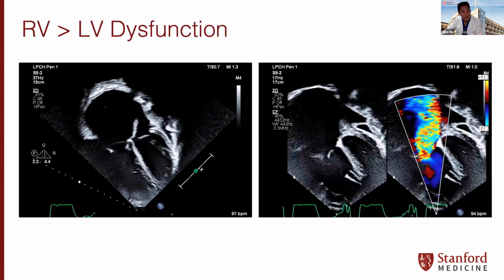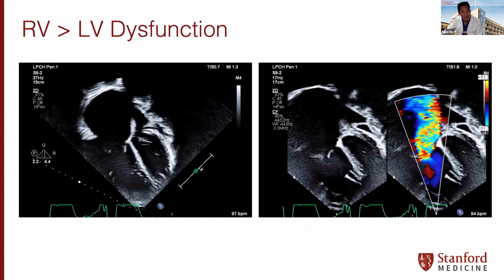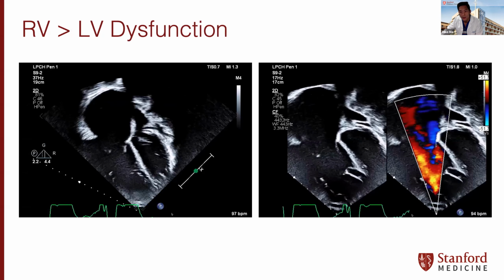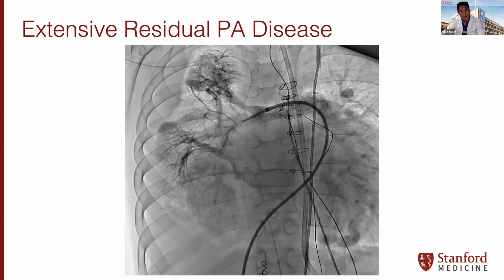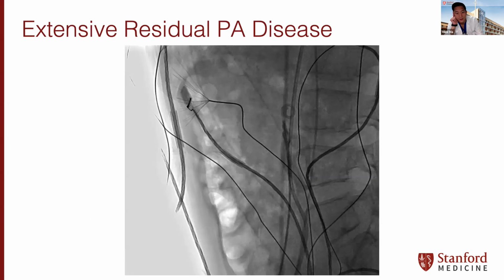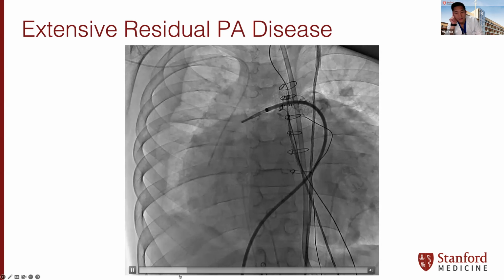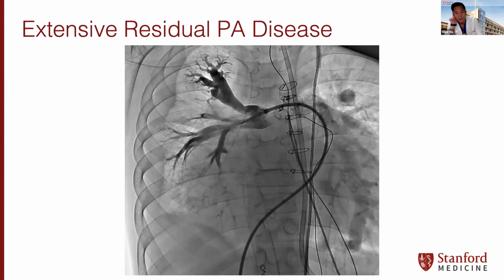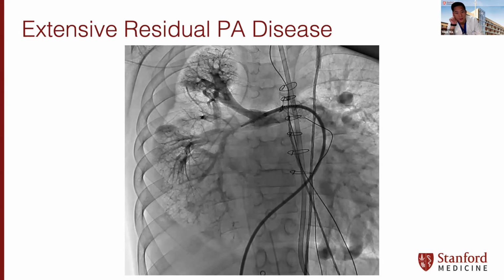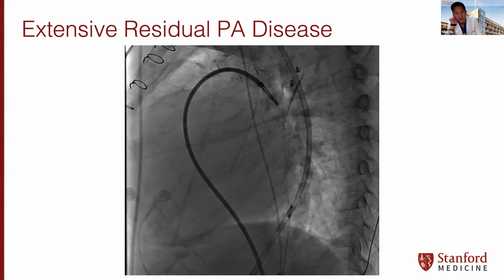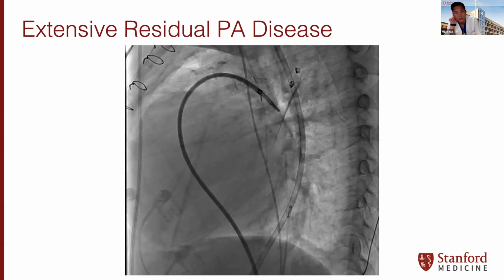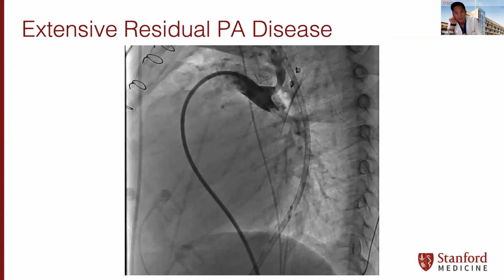This is a representative echo. I'm sorry, it's a little slow on my computer, but you can see that the RV is blown out. And then on this second panel, you can see the significant amount of tricuspid regurgitation. This is a few representative angiograms of this patient's pulmonary artery tree at this time. As you can see, this is a selective angiogram into the right pulmonary artery's tree. There is a very hypertensive proximal RPA with pretty good distal targets, but far out into the lobar and segmental vessels. This is a lateral shot of the same pulmonary arteries.